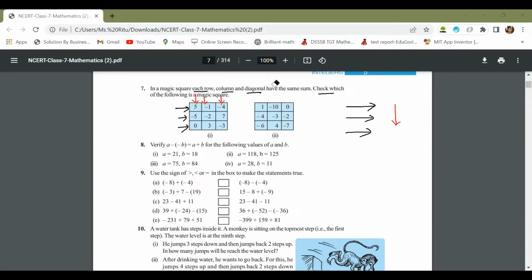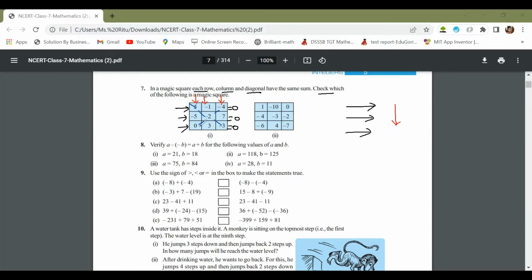Okay, so let's talk about rows first of all. Let me represent the diagonals like this so that the numbers would also be clear to you. First we will talk about the rows. Row 1, we will add all the three numbers here. Row 1 sum is 5 minus 1 minus 4, and that is 0. Then row 2 is minus 5 minus 2 is minus 7 plus 7, 0. Row 3 sum is 0 plus 3 minus 3, that is again 0. So the sum of all the three rows is 0.